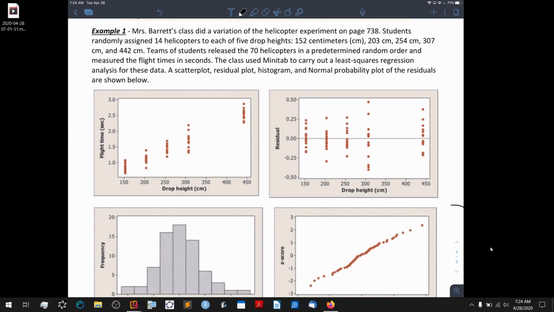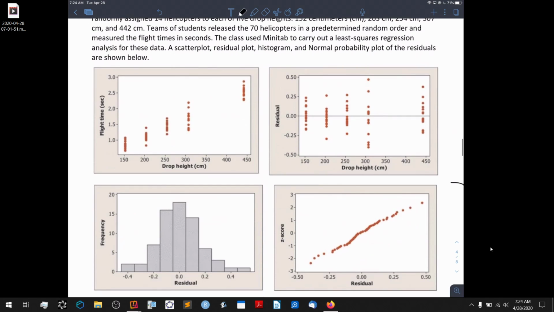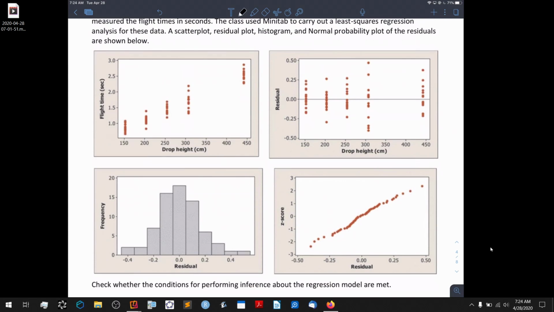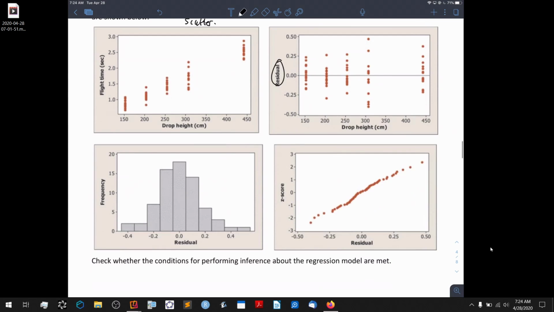And then teams of students released the 70 helicopters in a predetermined random order and measured the flight times in seconds. The class used Minitab to carry out least squares regression analysis, okay? Scatter plot, residual plot, histogram, and normal probability plot of the residuals are shown. So they gave you all the graphs. You don't have to worry about making the graphs, okay? So just understand what they are. This would be the scatter plot, okay? This would be the residual plot, of course. And this is the histogram and the normal probability plot of the residuals.